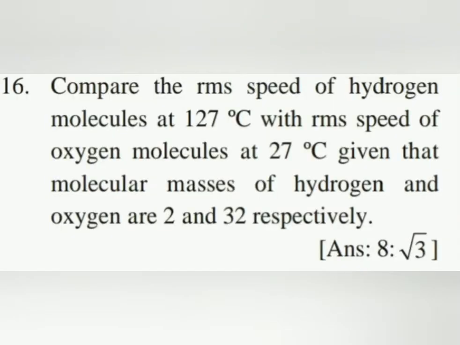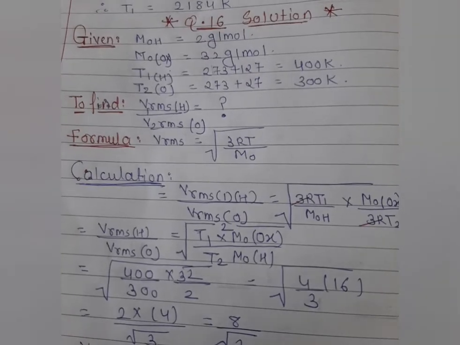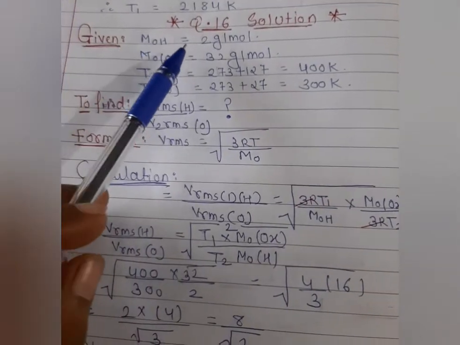So here we have question number 16. Compare the RMS speed, that is the velocity, of a hydrogen molecule at the given temperature of 127 degrees Celsius, with the RMS speed of an oxygen molecule at the given temperature of 27 degrees Celsius. The molecular masses of hydrogen and oxygen are 2 and 32 respectively. So let's move on, students, to the solution of question number 16.